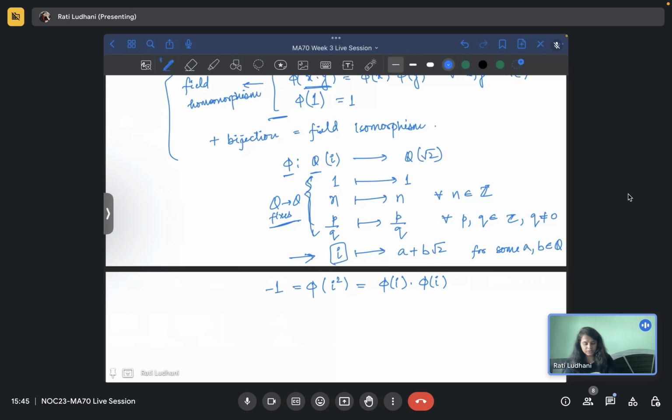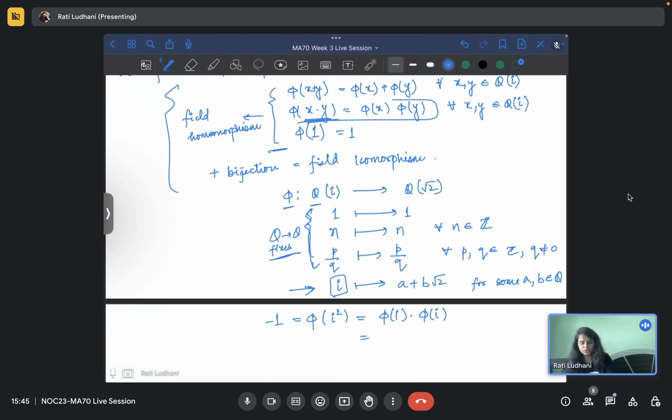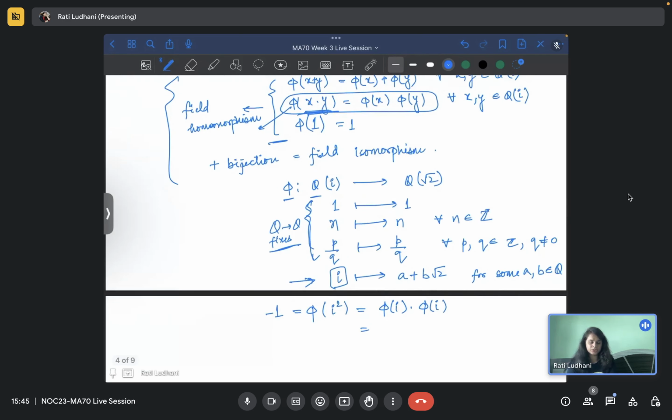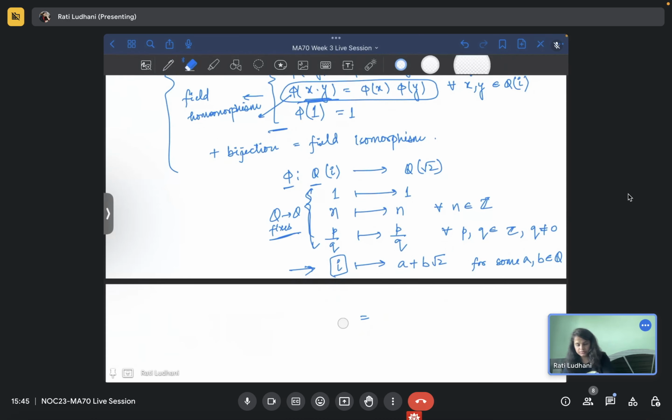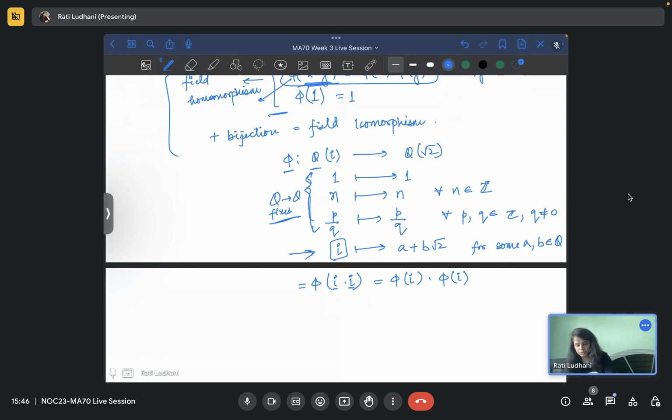So this is minus 1, and as he said, you use the property of multiplication, which says phi of x into y is equal to phi x into phi y. So you just consider phi of i into i. These are two elements of Q(i), and from the property it should be equal to phi of i into phi of i. Here phi of i is equal to a plus b root 2, again the same thing, so you get (a plus b root 2) squared.